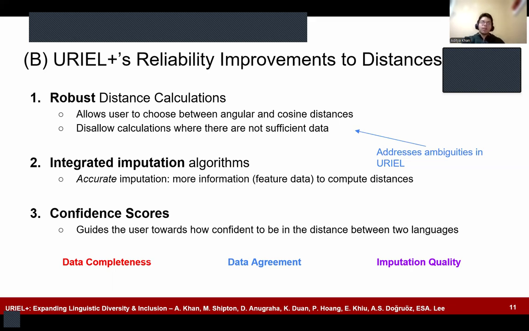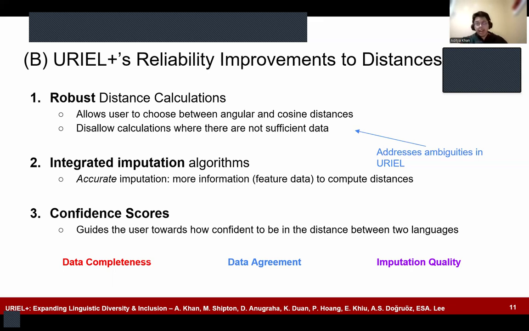For instance, one of the confidence scores that we report is data completeness. Obviously, if you have more missing values, you have less data to work with to compute distances. So in principle, you should have less confidence in the distances that you compute. In other words, the more complete your data is, the more confident you are.